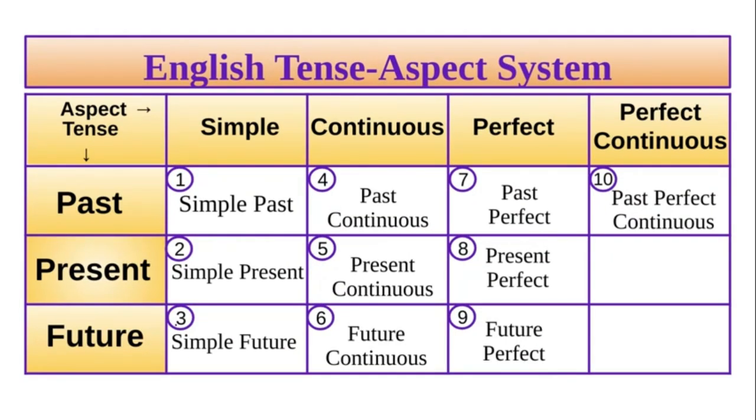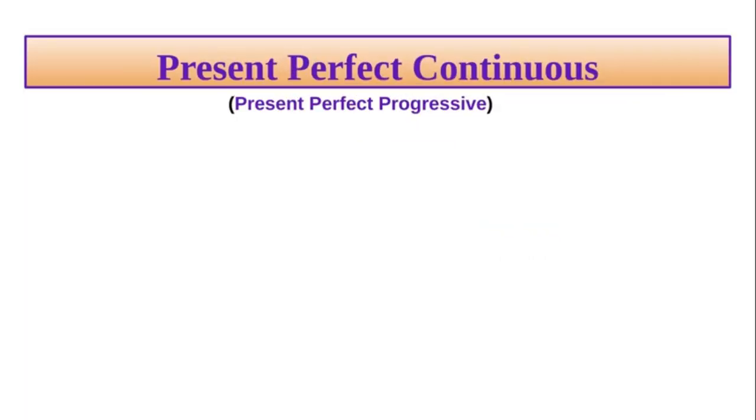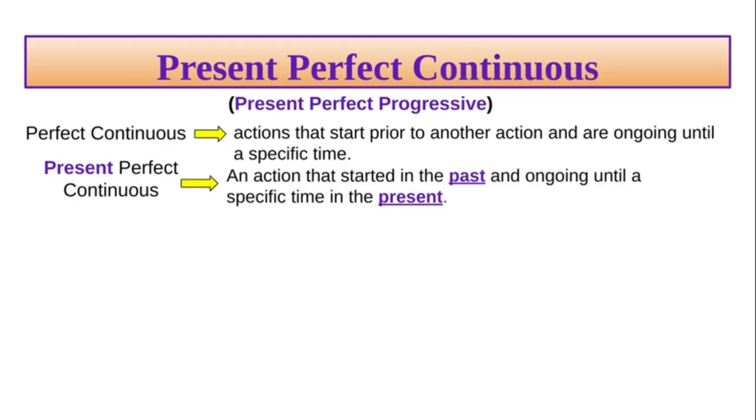The next English tense aspect combination, present perfect continuous, also called present perfect progressive. The perfect continuous are actions that start prior to another action and continue until a specific time. The present perfect continuous, okay, these are actions that started in the past. They are ongoing until a specific time in the present.